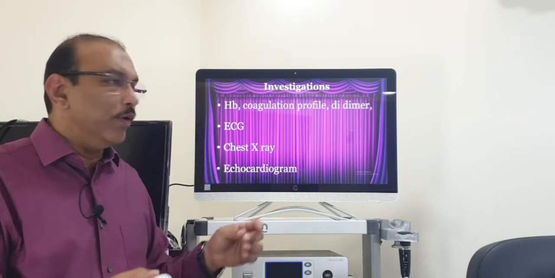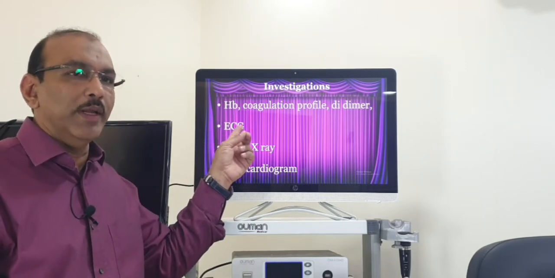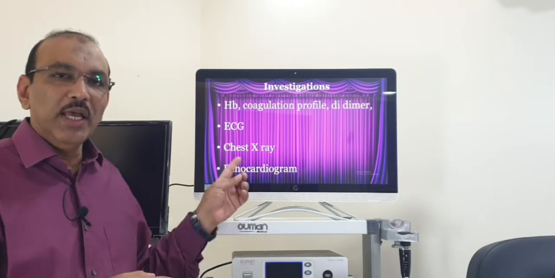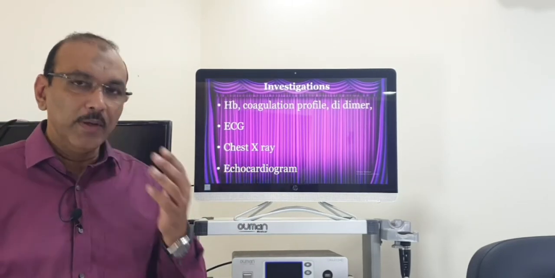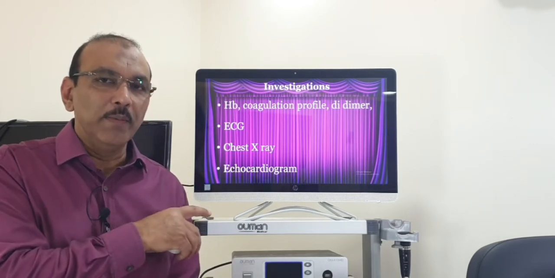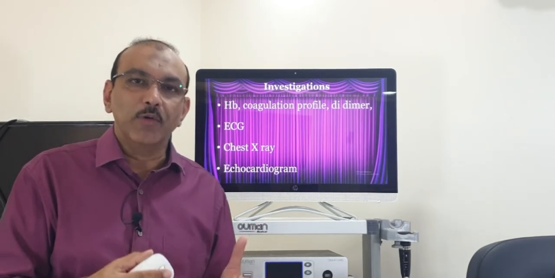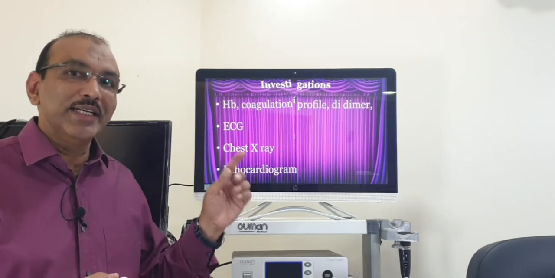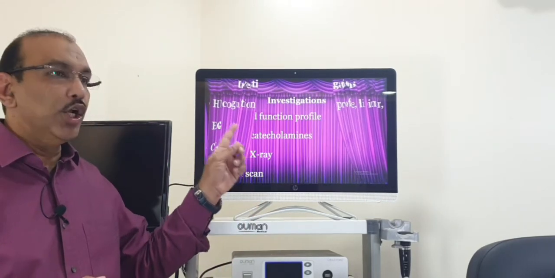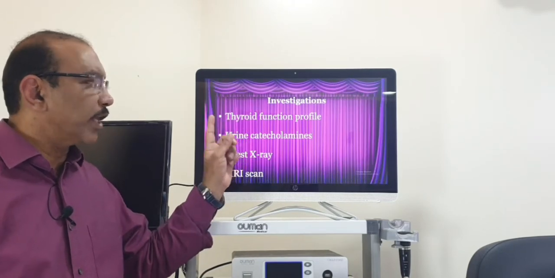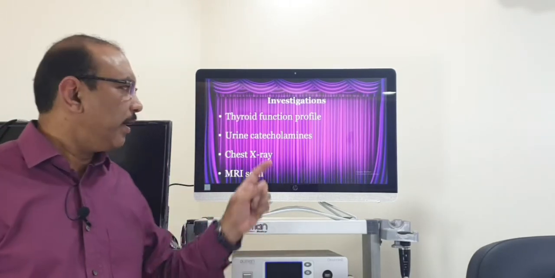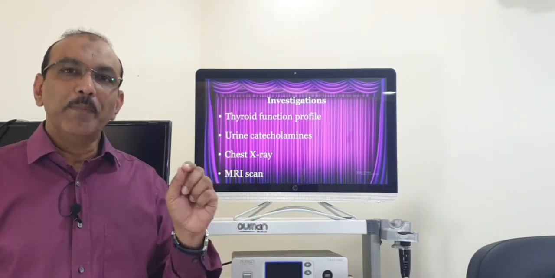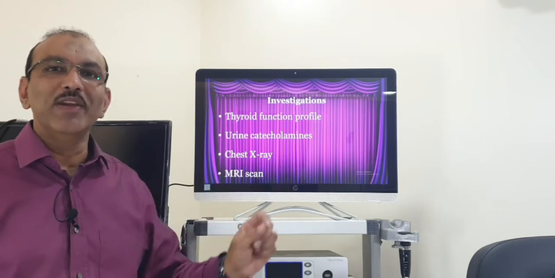I will do a few investigations starting from blood, hemoglobin, coagulation profile, D-dimer. Likewise, I want an ECG, chest X-ray and echocardiography, because these patients, like I explained before, tend to have cardiac problems which are not well under control. So I like to do all this and have a cardiology consultation too. Likewise, I will do a complete thyroid function test, and especially a 24-hour urine catecholamine. If the patient has sleep apnea, the urine catecholamine level is going to be high.